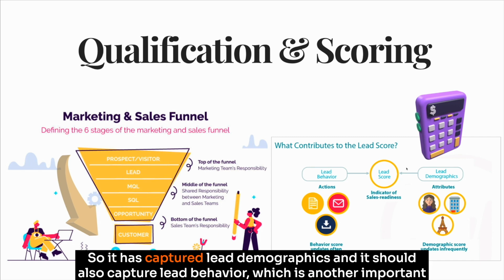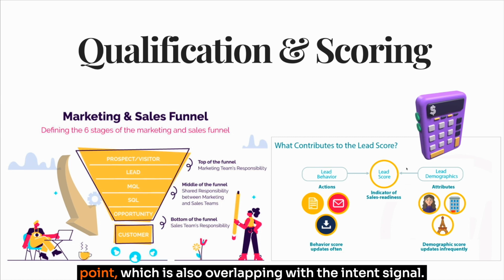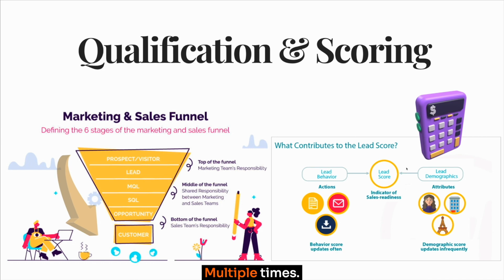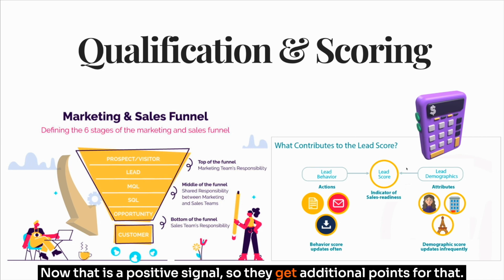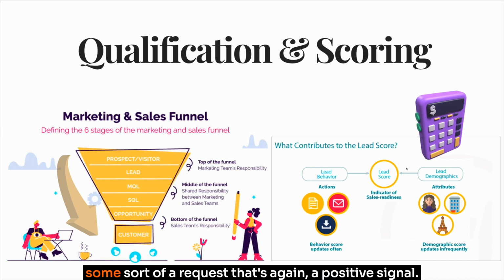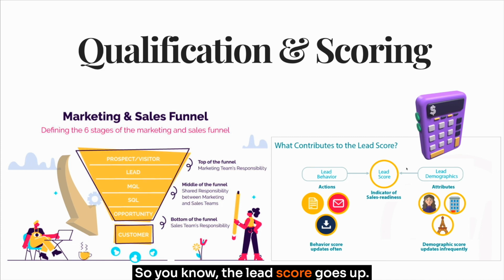So it has captured lead demographics, and it should also capture lead behavior, which is another important point, which is also overlapping with the intent signal. What if your lead has, in the last 3 days, opened your sales deck multiple times? Now that is a positive signal. So they get additional points for that. What if in the last 1 week, your prospect has emailed you 6 times about some sort of a query, some sort of a request? That's again a positive signal. So the lead score goes up.